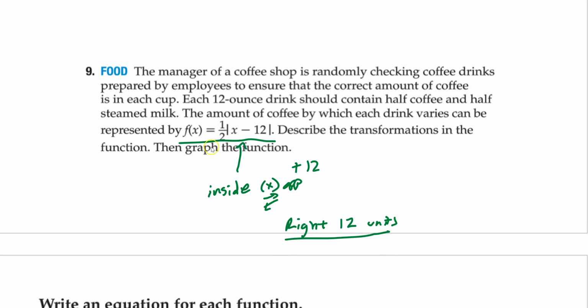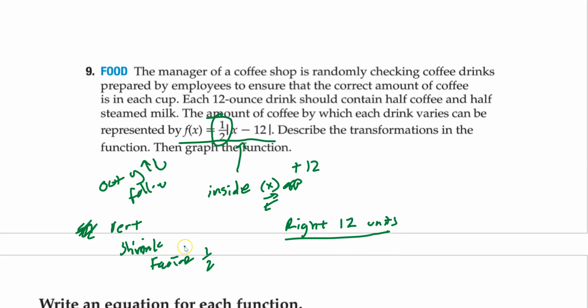Then the 1/2 here, notice that's on the outside. So this is on the outside, y follow. Again, y tells me it moves up and down. And we're multiplying, so it's a stretch. So we're going to stretch it. Actually, in this case, it's less than 1, so we're going to shrink. So it's a vertical shrink, spelled correctly, factor of 1/2. So we're going to shrink it by 1/2, and we're going to move it right 12 units.